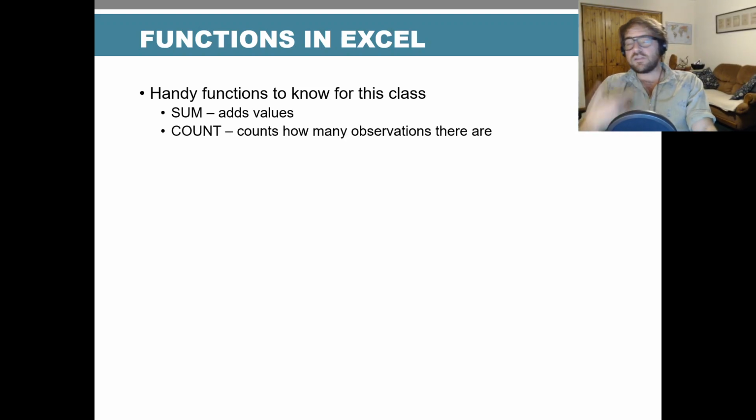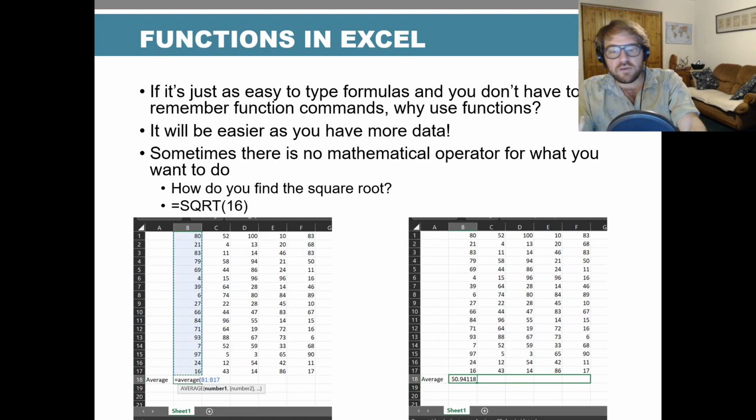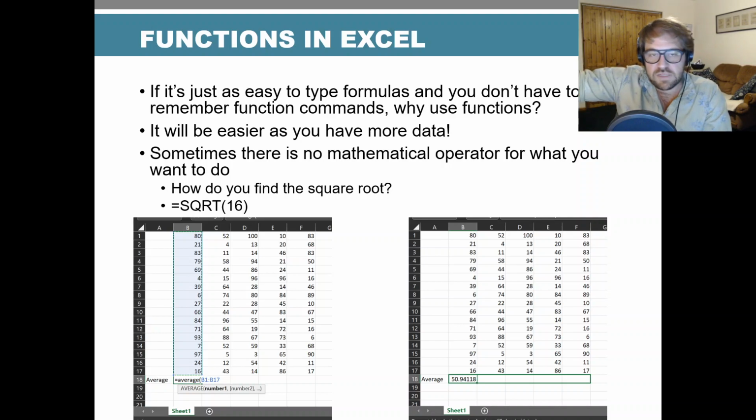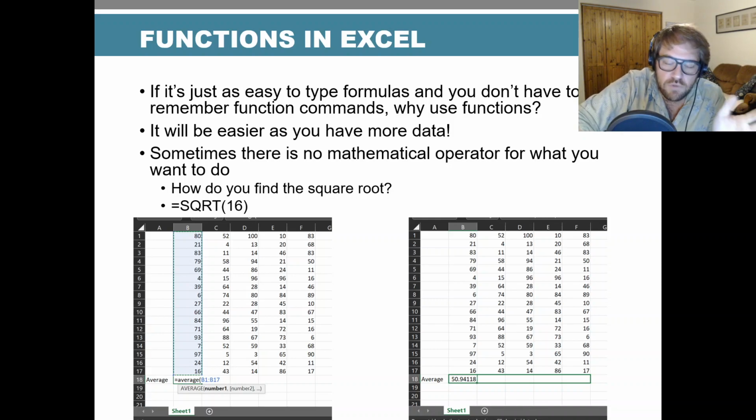Count is going to tell you how many observations there are. So if we went back here and we said count B1 through B17, it would say, hey, there's 17 things. It would return the number 17 because there were 17 numbers from B1 to B17. Now that seems stupid. You could just count.